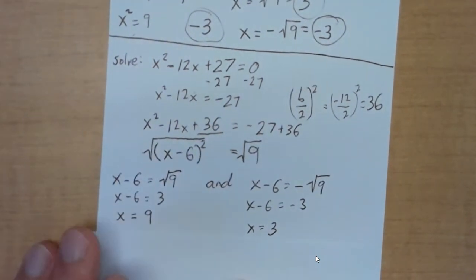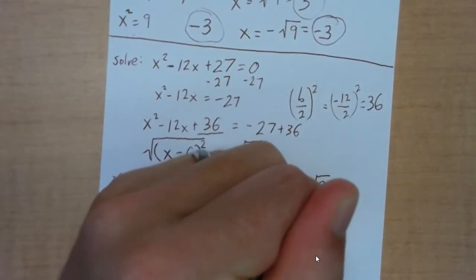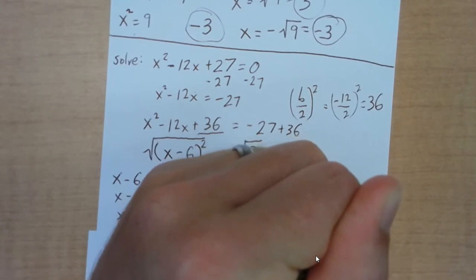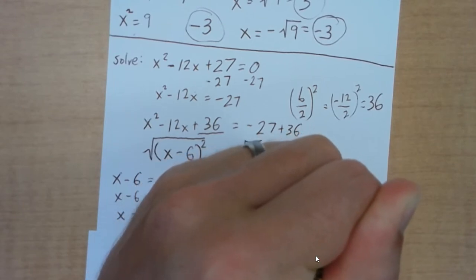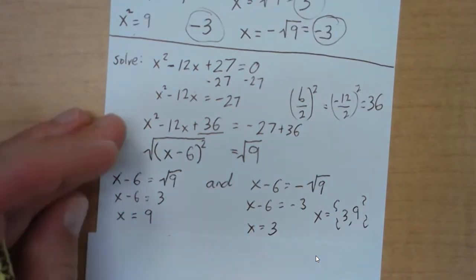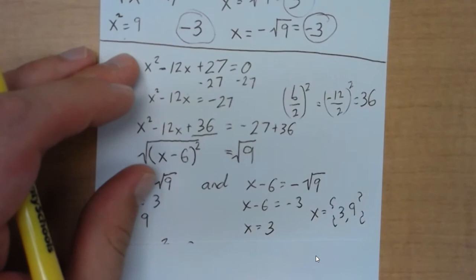So these are my answers. I'll write it in a solution set, 3, 9. All right, so that's how you get your two answers.